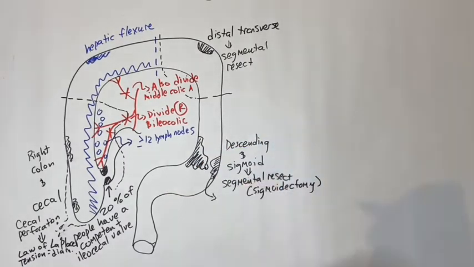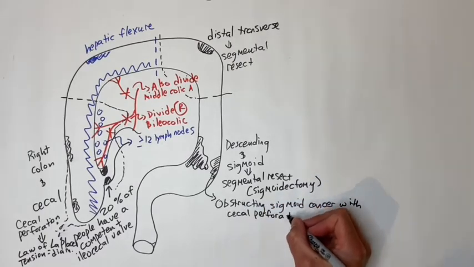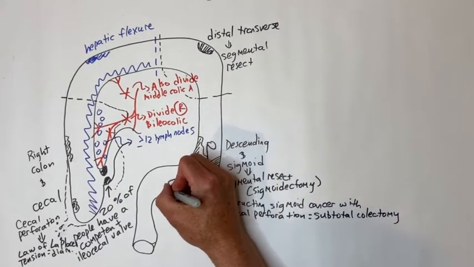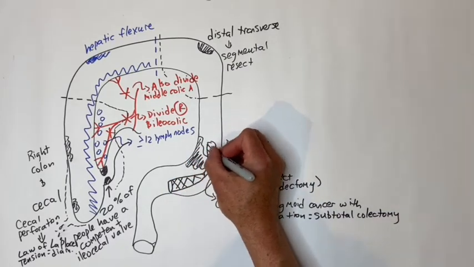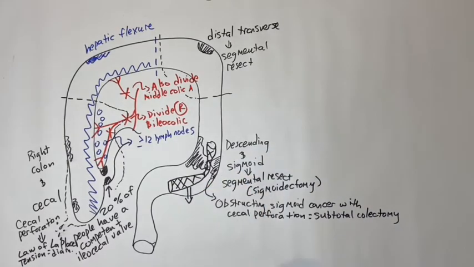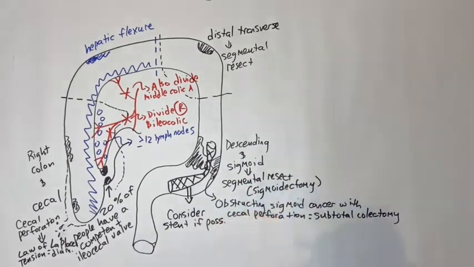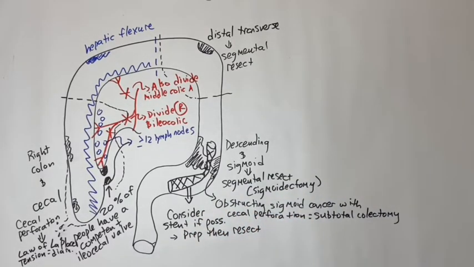If an obstructing sigmoid colon cancer causes cecal perforation, then you should do a subtotal colectomy, probably first with an ileostomy, and later do a reconnection. If a high rectal or sigmoid colon cancer presents with obstruction without perforation and no metastatic disease, try placing an endoscopic colon stent, then prep and try to resect without needing an ostomy. If unable to place a stent and prep, then they will need a Hartmann's with a colostomy.